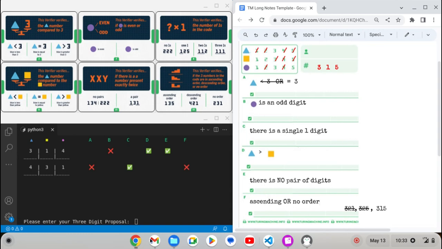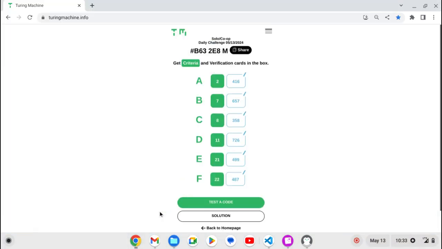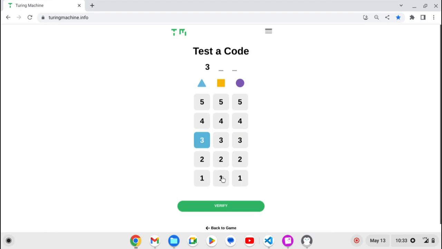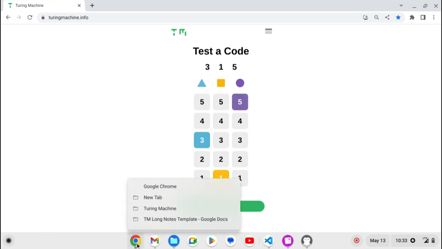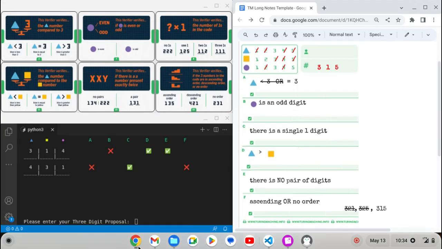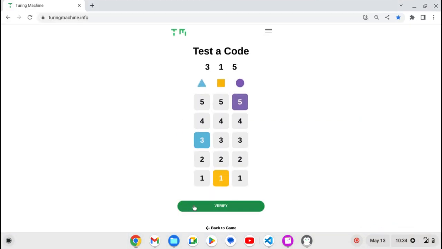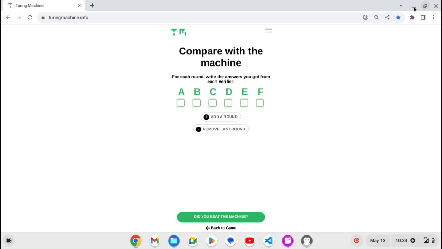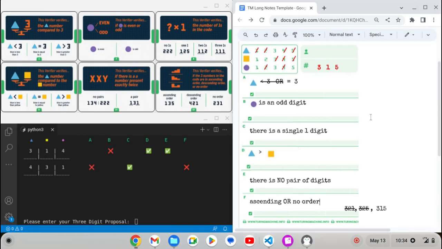Let's go verify. So we go to turingmachine.info, we test the code, and we have 315 just to make sure that that is exactly what I have. 315, yeah. Verify. Okay, fantastic. It really worked out. Okay, so some of those deductions really worked out. Okay, fantastic. Well, again, we do need to verify and see how we did versus the Turing machine.